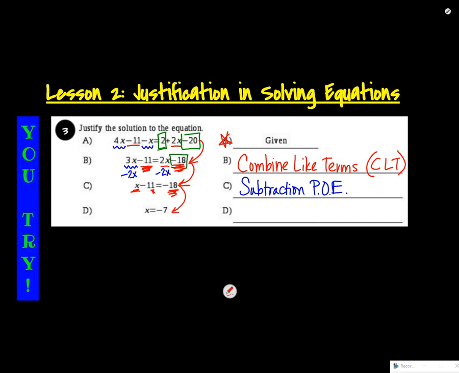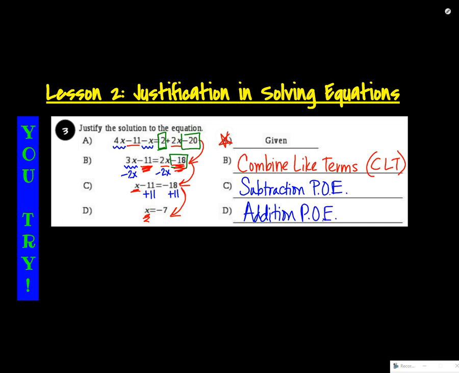X is still there. X didn't change. Something happened over here with the constants. Something happened with the constants going from C to D. There's our X. So we moved that negative 11 over. How you move opposite of minus 11 is add 11. So negative 18 plus 11 is negative 7. So that works out. So I added the same thing to both sides. That's the addition property of equality.